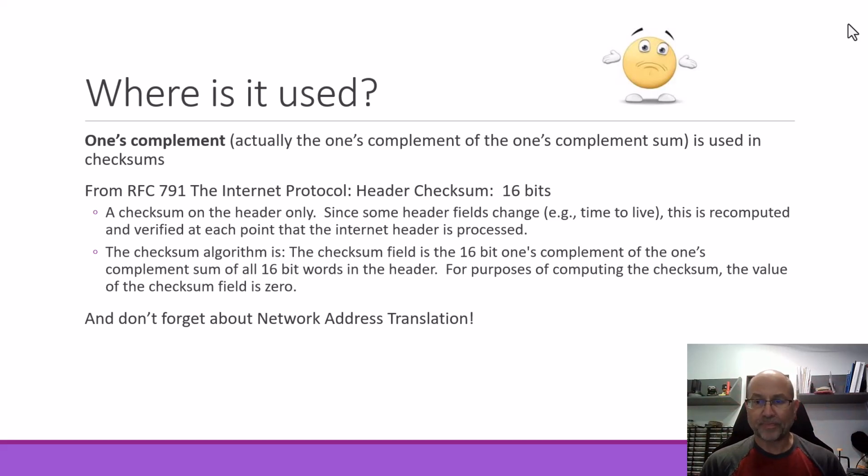Now I've added a note here on network address translation. Network address translation is important to us as far as the checksum goes because we even change the IP addresses when we do translation. And so the checksum is based on the ones complement or the ones complement of the ones complement sum. So that's where the ones complement appears. It appears all over the place when we do checksums.